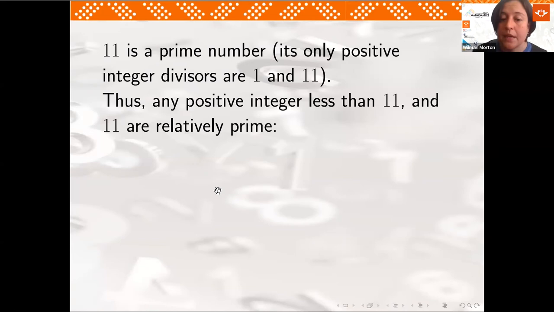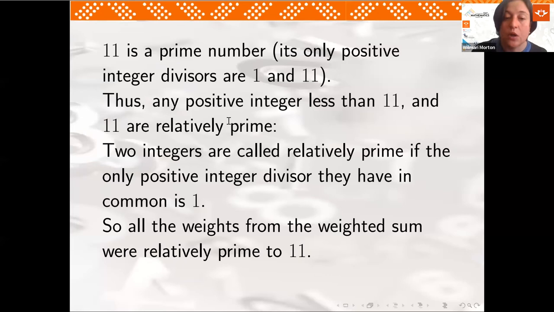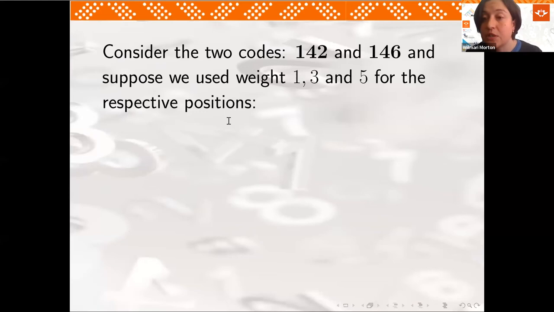So what does that mean? That means if you look at their common divisors, the only thing that they have in common is 1. So what does that mean? What do we need to do then when we go and think about using 10? We need to think about using only numbers that are relatively prime to 10. So 5 is an example of something that's not relatively prime to 10 because obviously 5 is a divisor of itself and it's a divisor of 10.